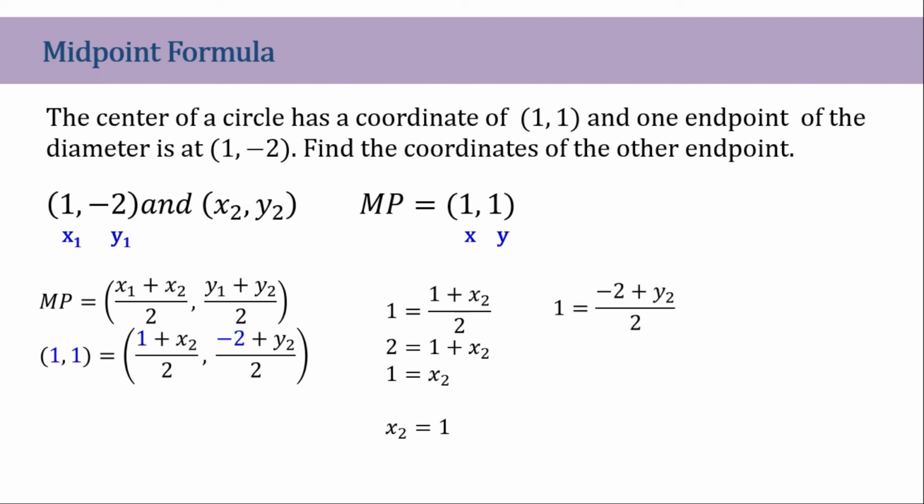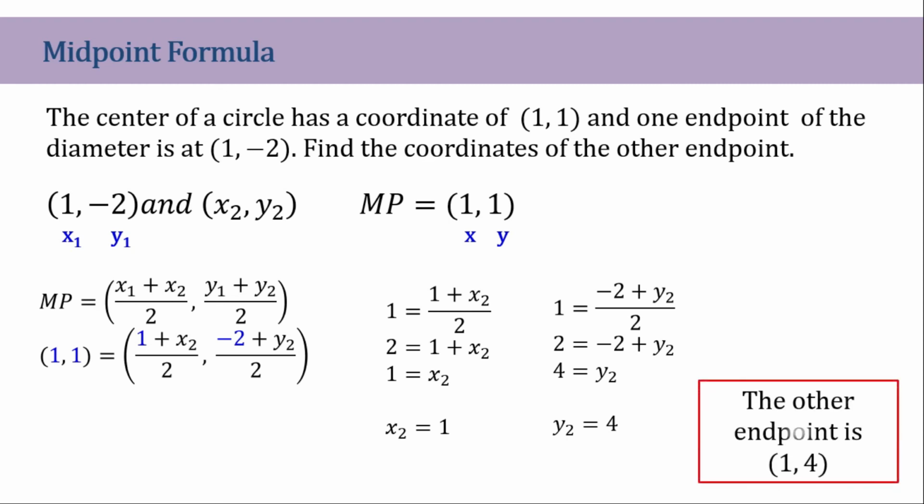On the other hand, let's do this one. Let's multiply 2 on both sides. We have 2 is equal to negative 2 plus y sub 2. Now, let's add 2 on both sides to single out y sub 2. So y sub 2 now is equal to 4. So the other endpoint is 1 comma 4.